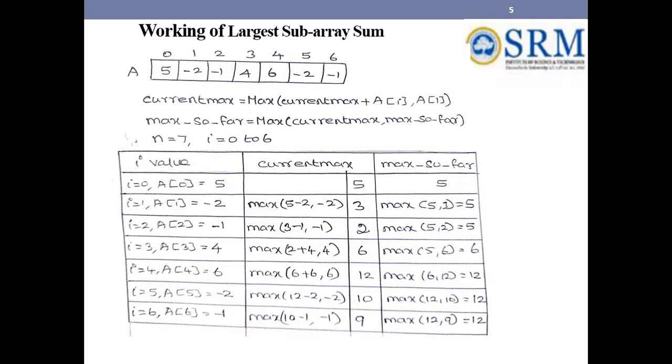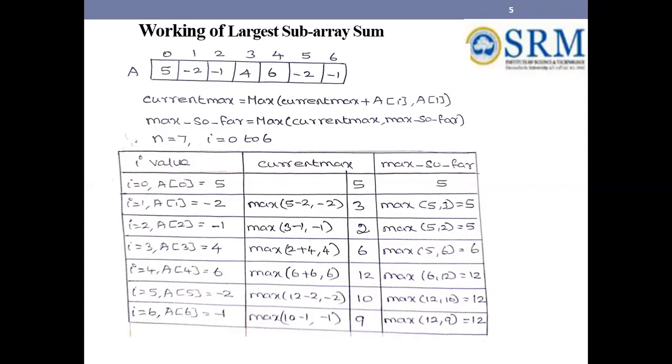So we are finding the current max. Current max equals current max plus A of i. A of i is the array element. We are taking array elements one by one linearly from 1 to 6. So current max is the maximum of current max plus A of i, and A of i. Now max so far is equal to the maximum of max so far and current max. Previously, in the first step, we found the current max.